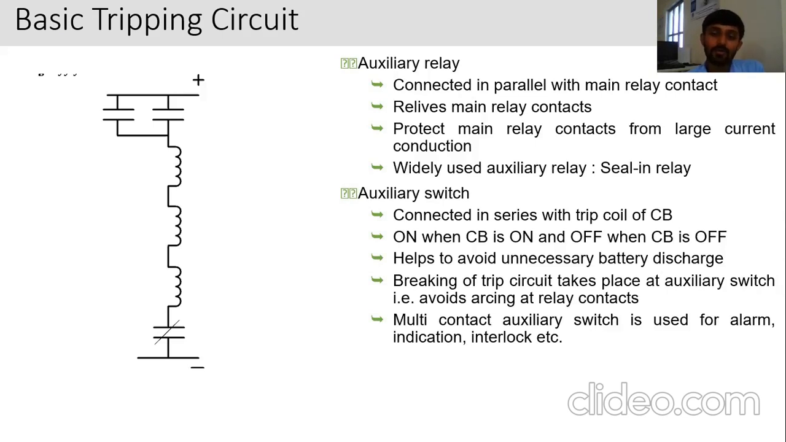And the multi-contact auxiliary switch is used for alarm indication and interlock systems. The multi-contact auxiliary switch will be used for the alarm indication. How can we use the alarm indication and interlock system? We will see in the next lecture.